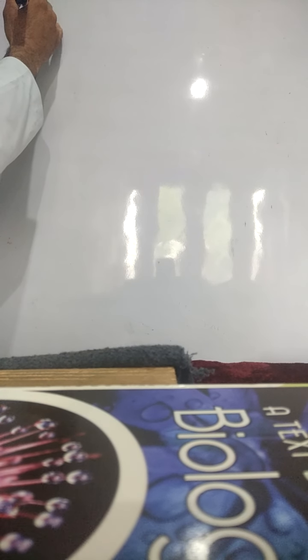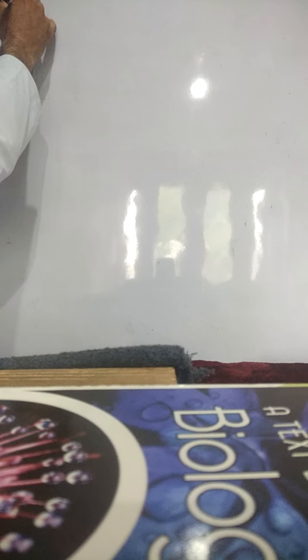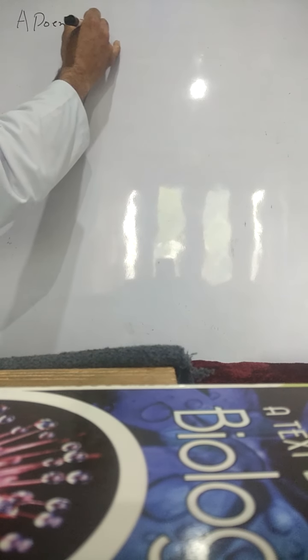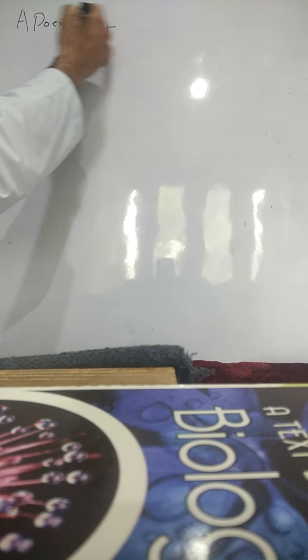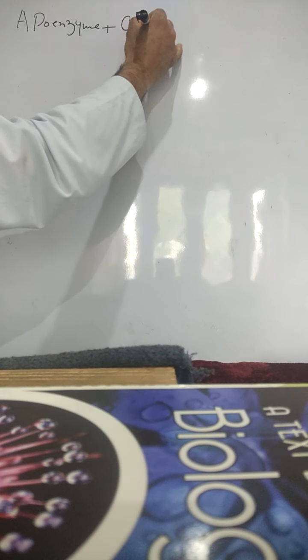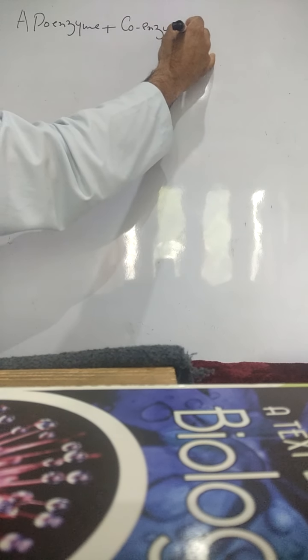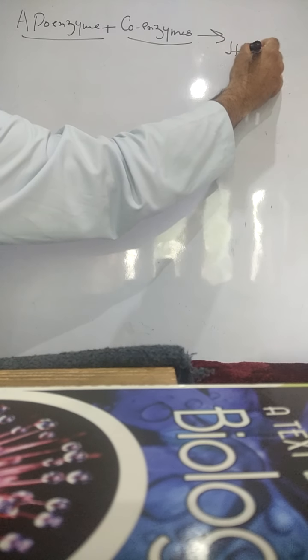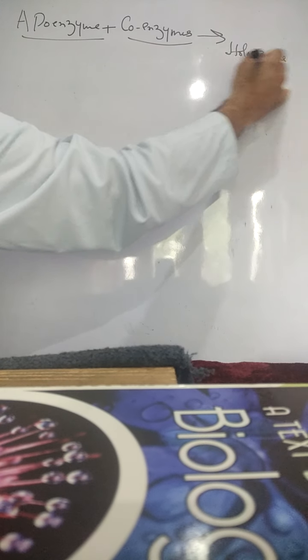Enzymes are those biomacromolecules which in the functional state contain two parts. The first part is the apoenzyme. This part is proteinaceous in nature. The second part is the coenzyme. This part is non-proteinaceous in nature. When the apoenzyme and the coenzyme combine, they form a functional enzyme that is called holoenzyme. This holoenzyme is functional in nature, which performs biological catalysis in biochemical reactions.